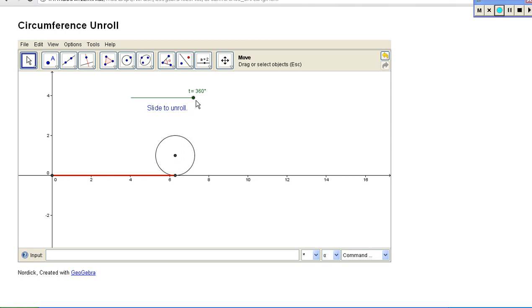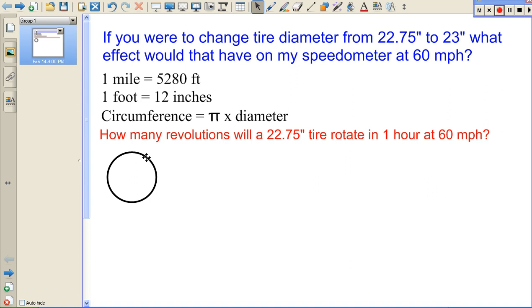And so I'll kind of roll it up and unroll it again. That tire, as you rotate it 1 time, it travels this distance, which happens to be the circumference of the tire. It's the whole distance around the tire. So we're dealing with circumference on this problem. So back to the question.